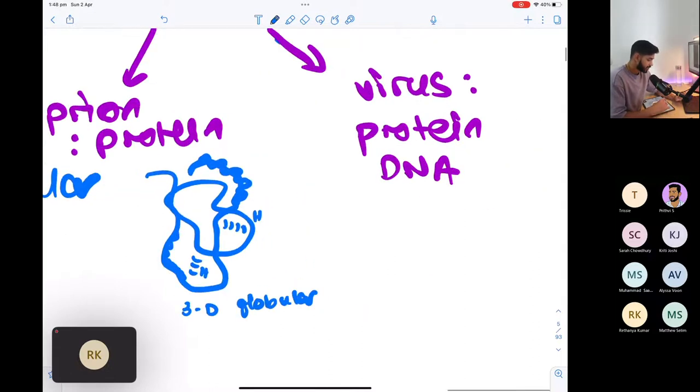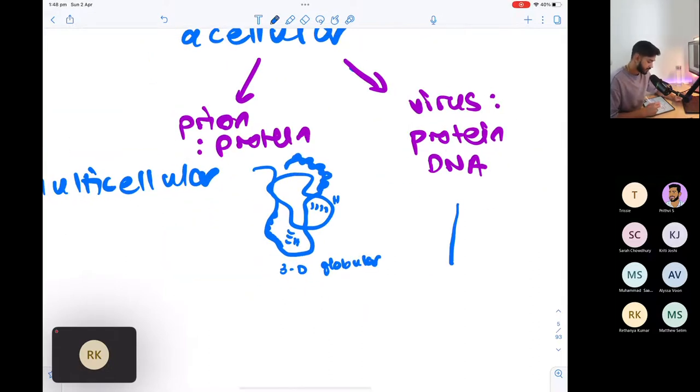Now, a virus looks a bit different. A virus has a protein capsule like this. And inside of that capsule, it will have genetic information. It could be DNA. Or it could be RNA. It's just some form of genetic information.